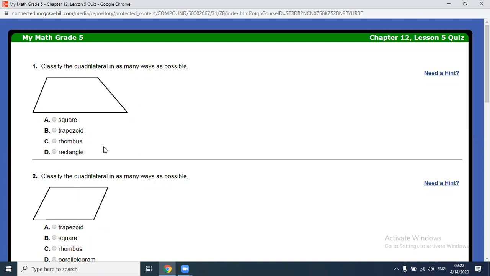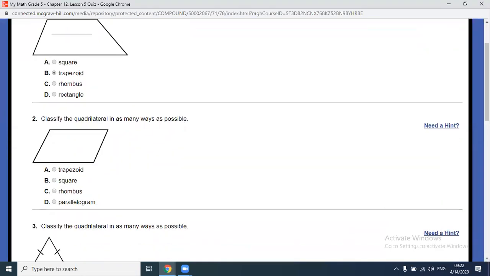Number 1 is square, trapezoid, rhombus, or rectangle. Trapezoid, B. Yes, Michelle, trapezoid. Okay, this is a trapezoid. Number 2, classify the quadrilateral: trapezoid, square, rhombus, or parallelogram. A trapezoid has only one pair of parallel sides like this.